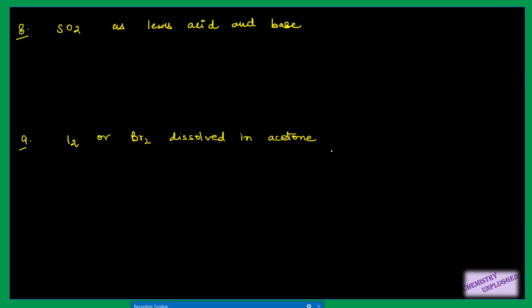Okay, then next is SO2 acting as a Lewis acid as well as a base. It can act as both. It can accept electrons because sulfur can expand its valency, so it can accept electrons from ammonia or other electron donating groups, other Lewis bases, so it can act as a Lewis acid as well as a Lewis base. It can donate electrons through sulfur or through oxygen. Both can be donated depending upon the condition.